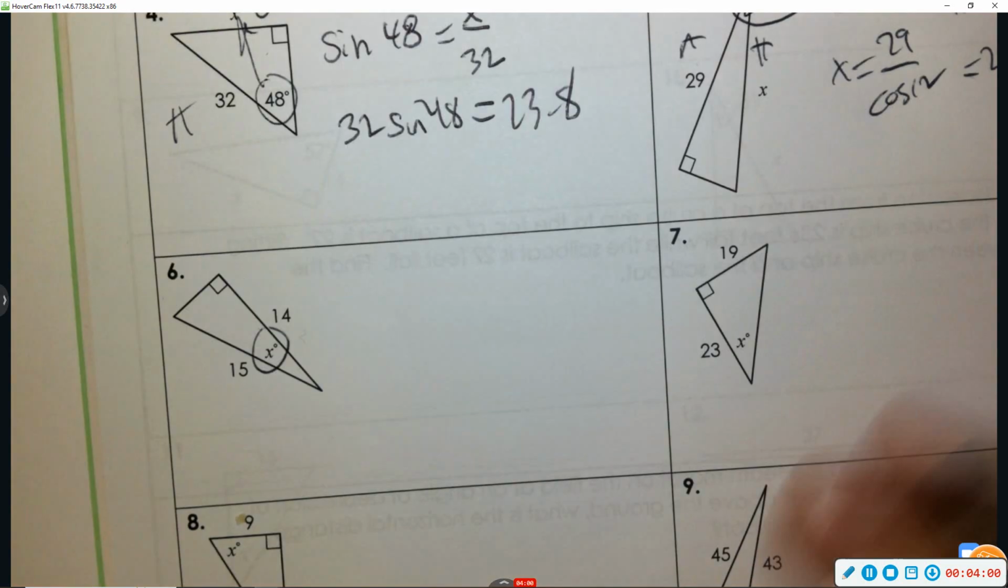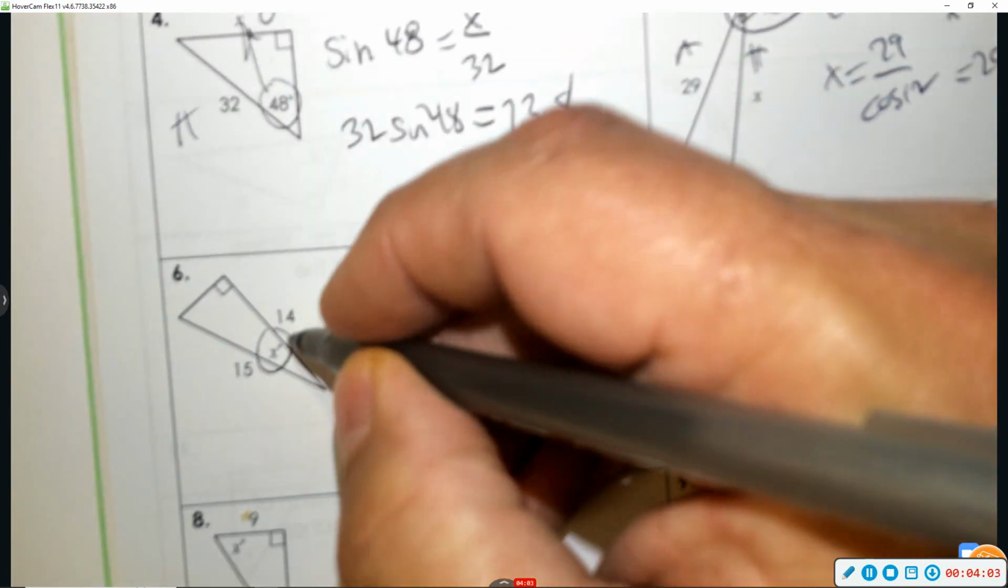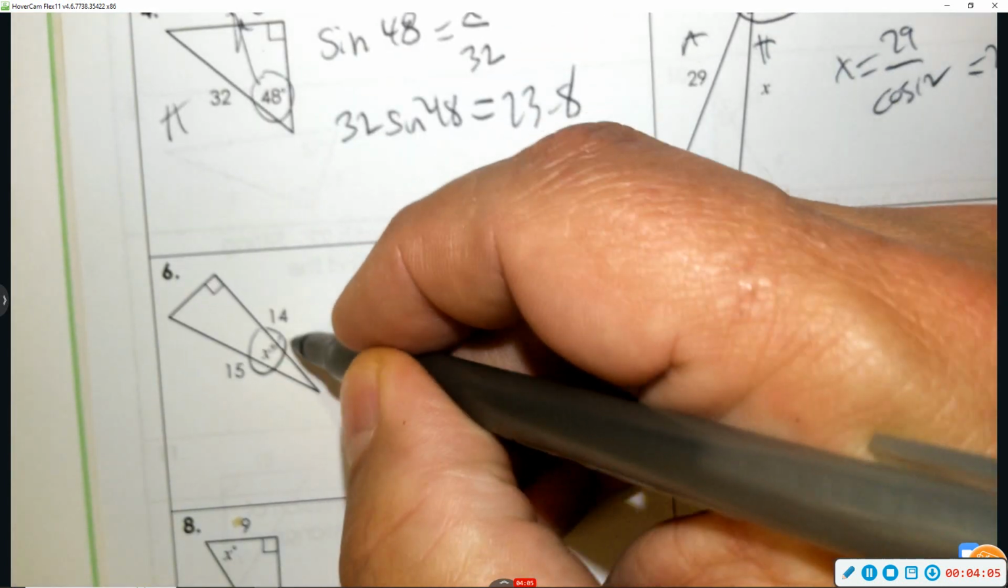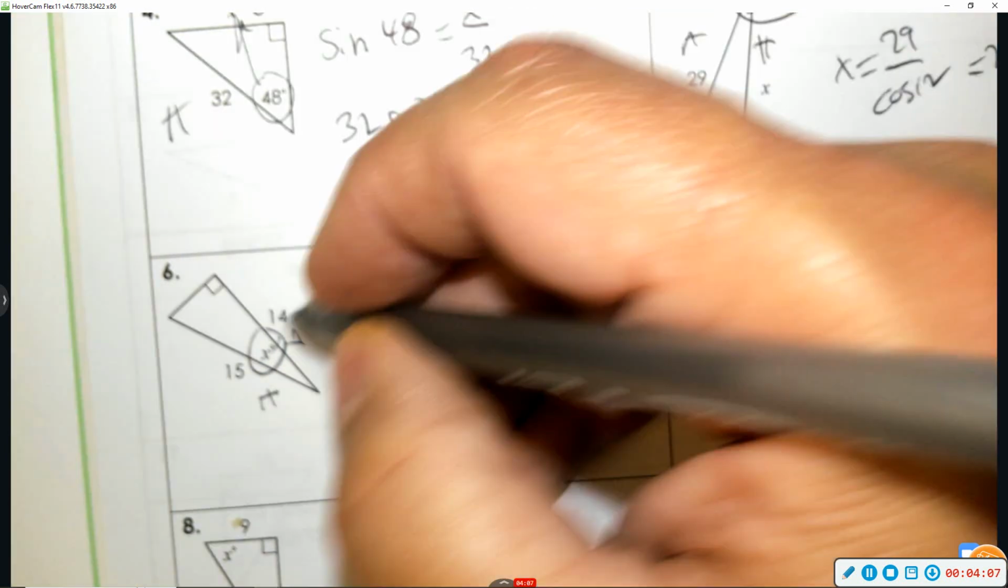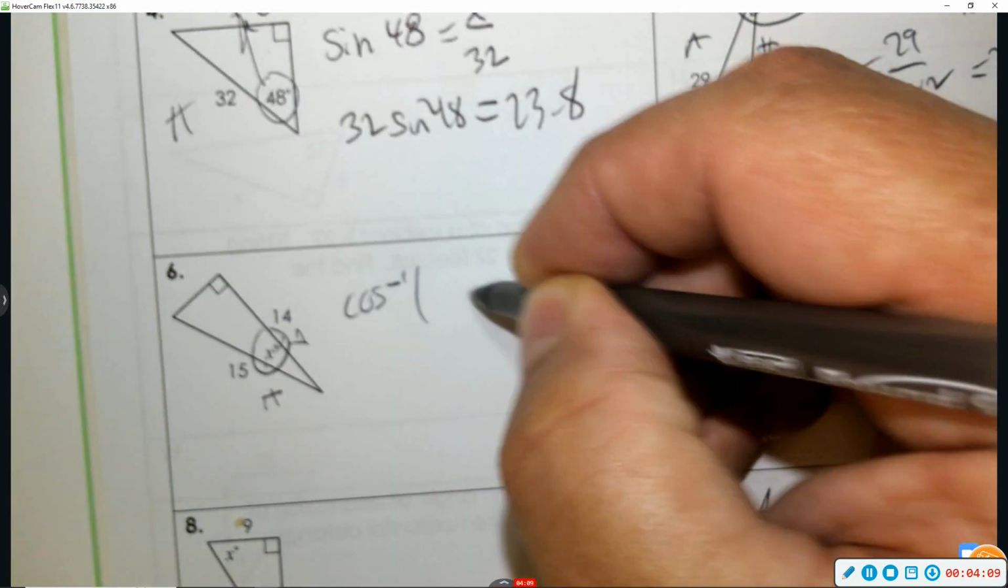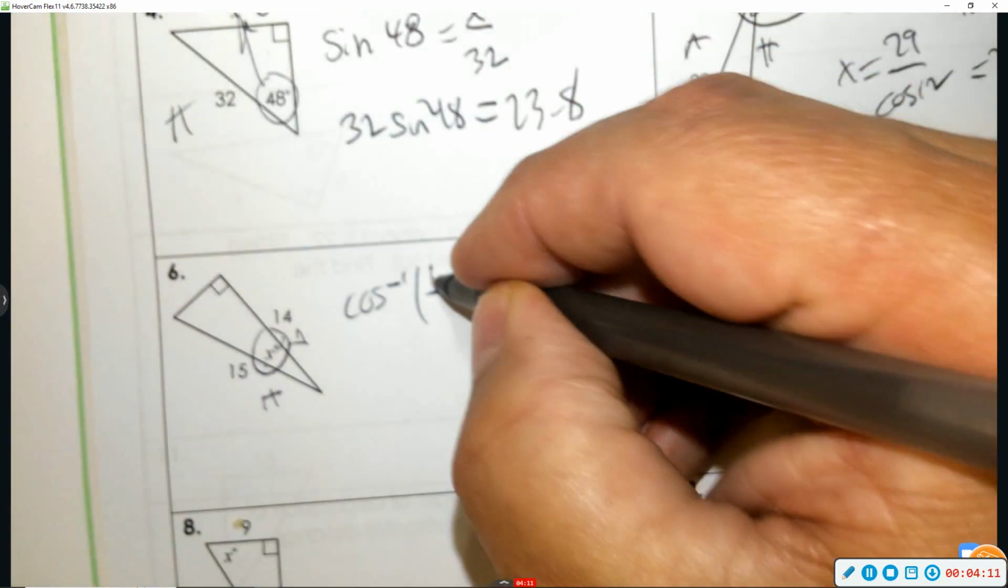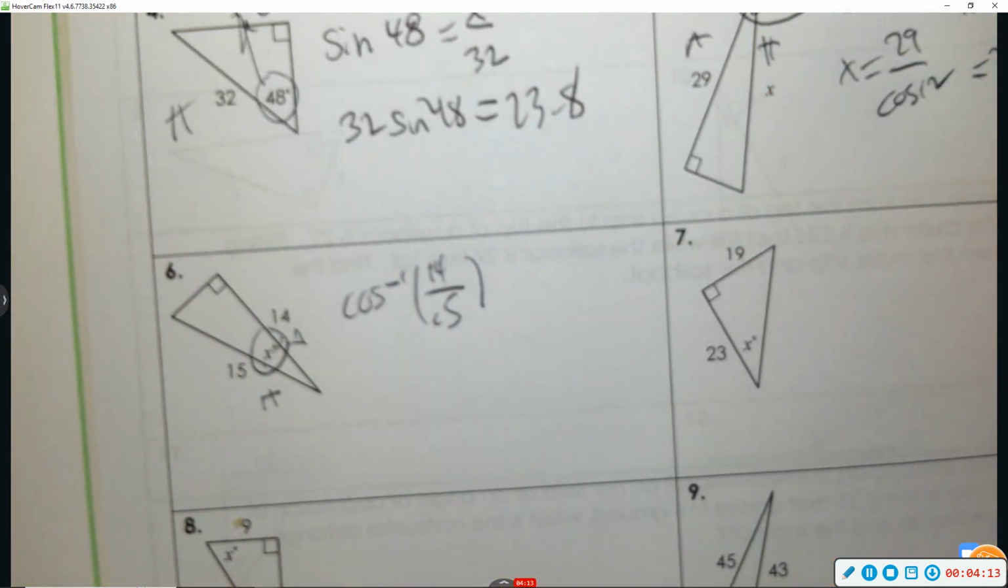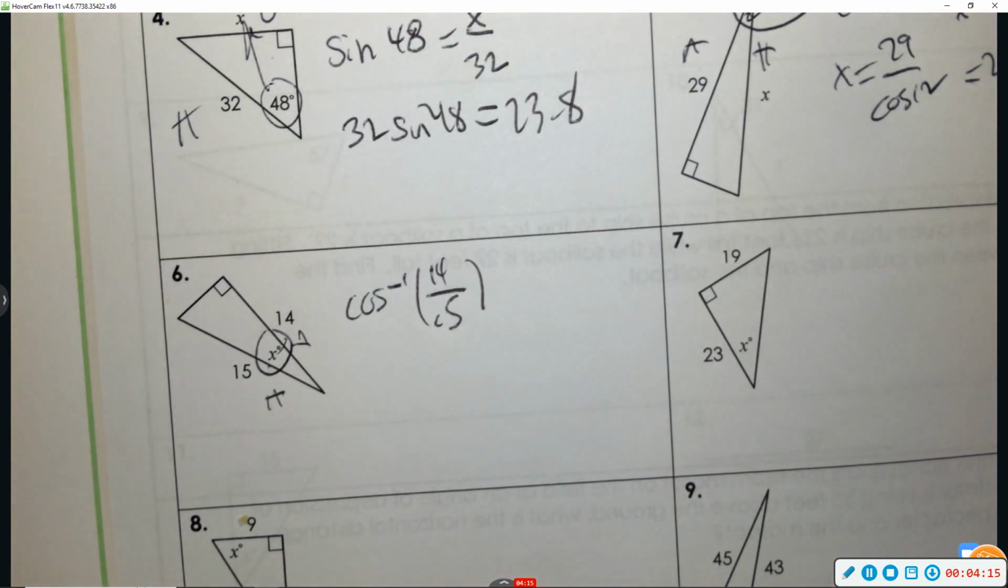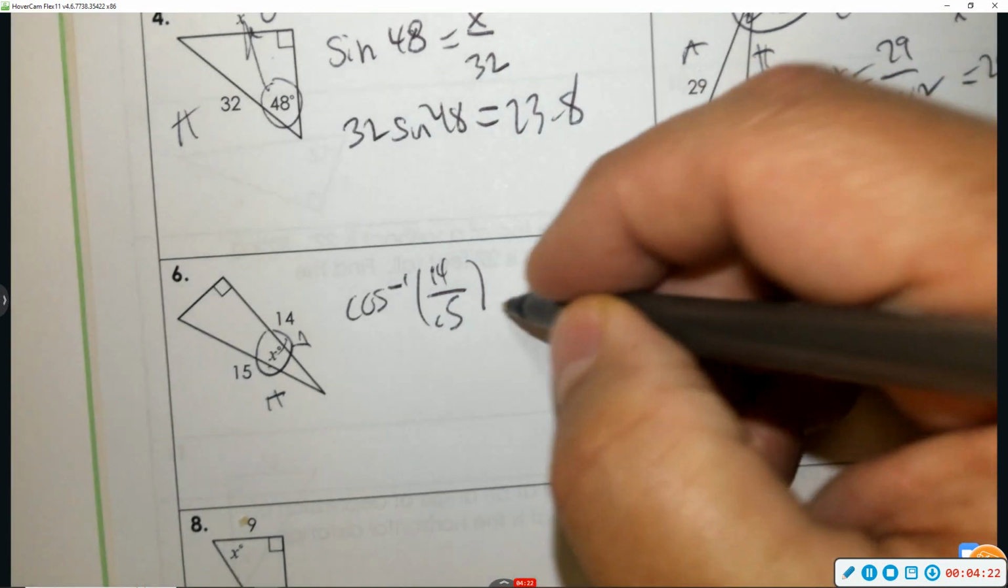Circle the angle. Now, when you find a missing angle, first of all, it's still going to be adjacent and hypotenuse. But for a missing angle, we use the little -1. So inside will be the ratio, 14 over 15. So we're going to find cosine with a little -1, inverse cosine, and then go 14 divided by 15. And you get the angle 21 degrees.